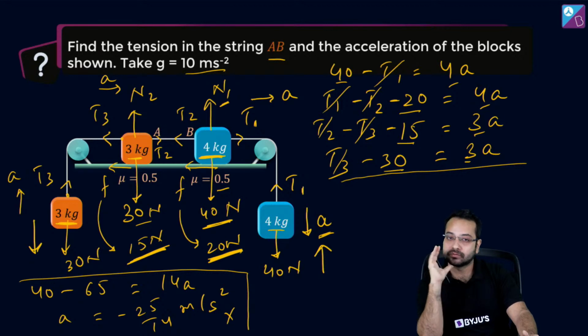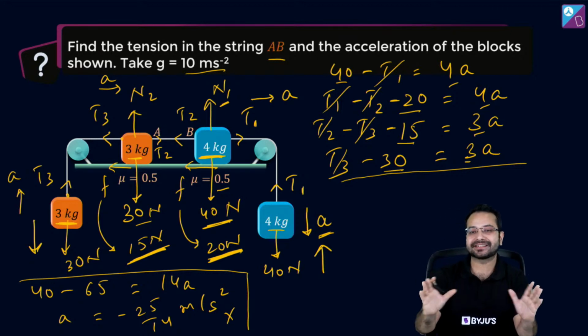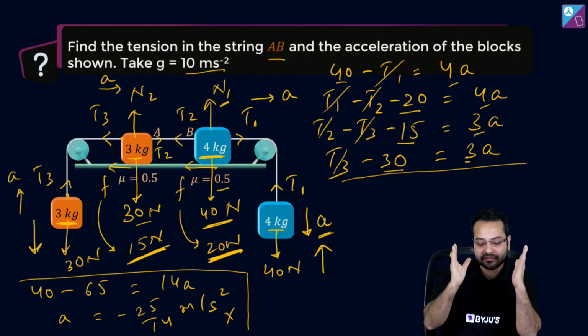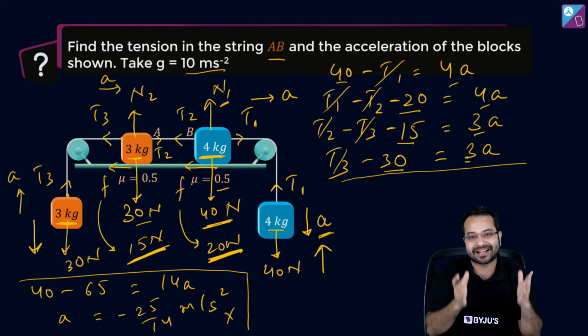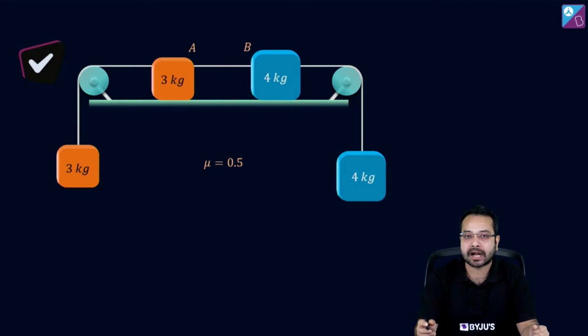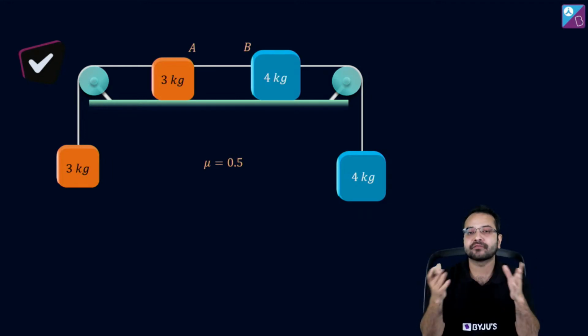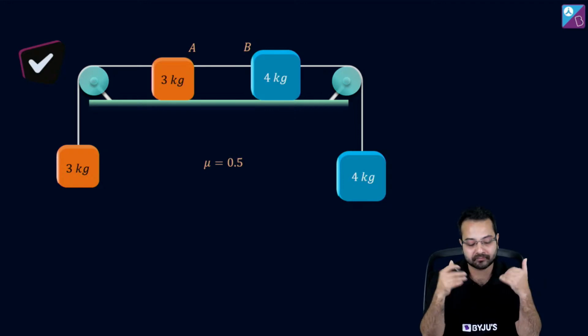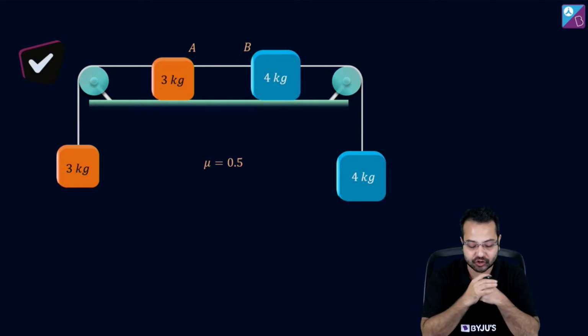Alright, so first concept is clear over here. So what we have understood from here is that the blocks are going to be at rest. Now if the blocks are going to be at rest, we need to find out what is the tension, because acceleration we have understood is going to be 0. So we need to find out what is the tension.